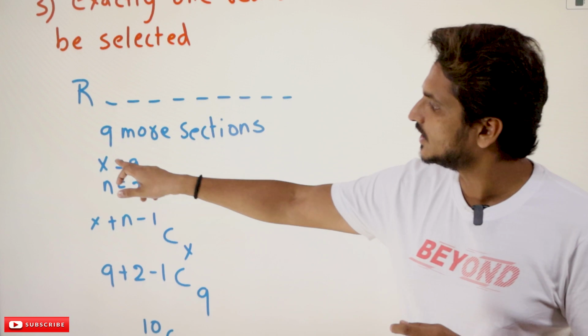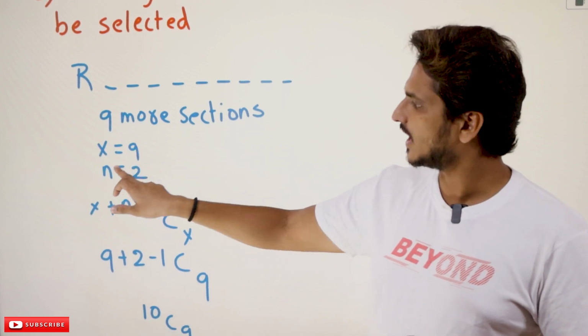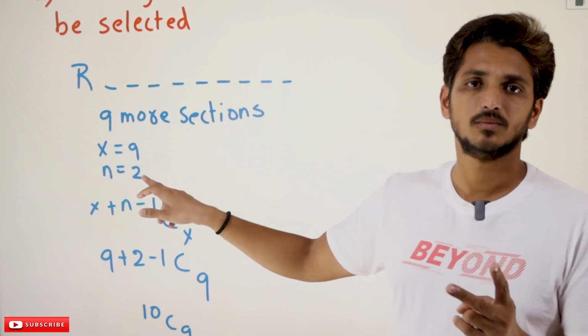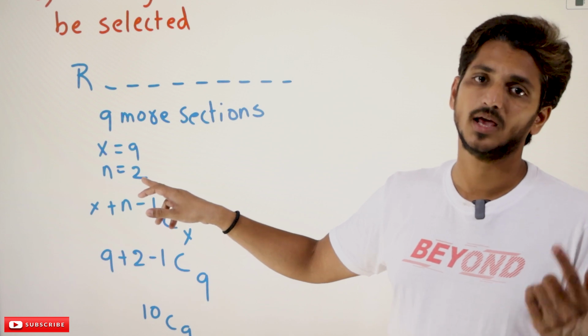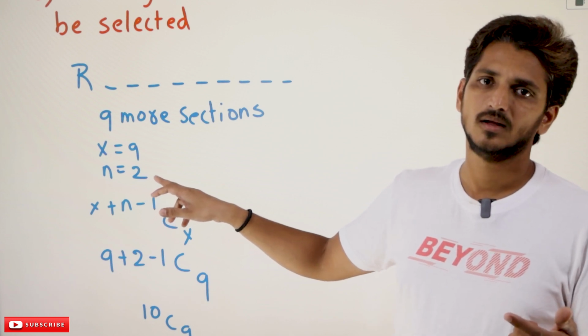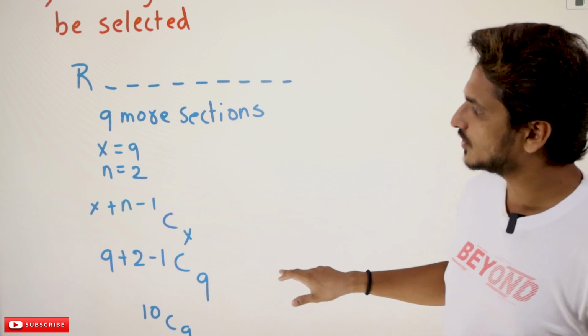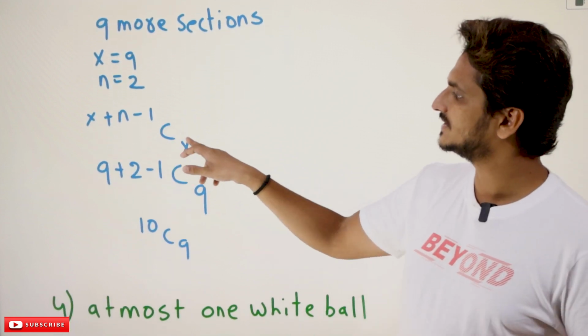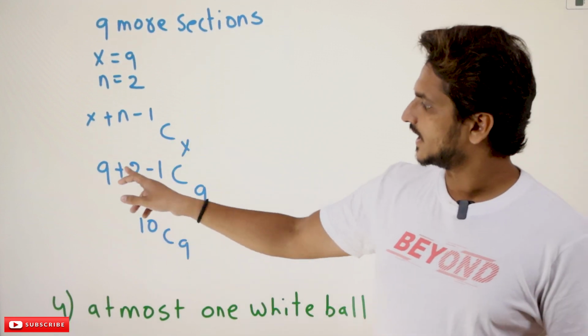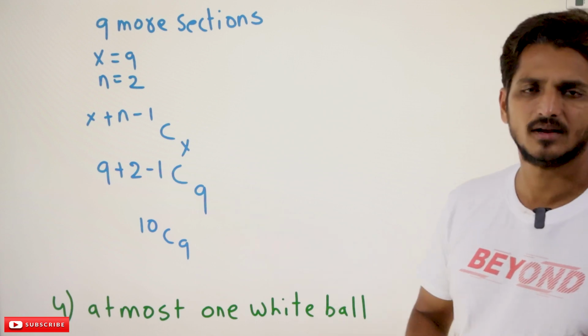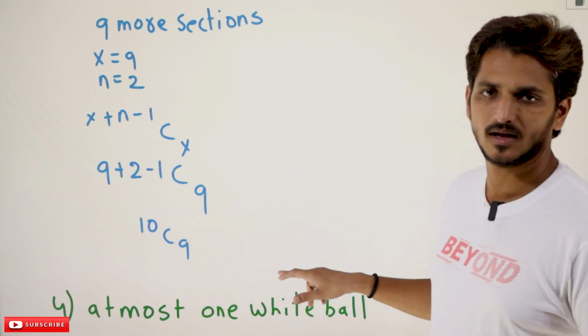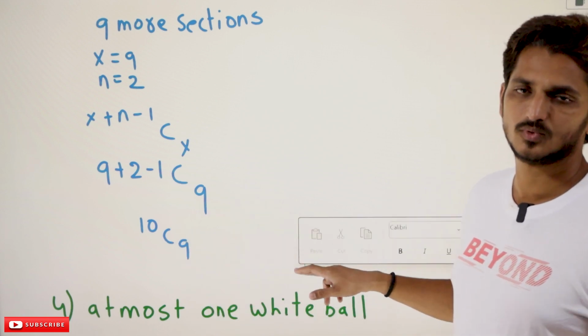So our x value, the number of selections, is 9, and n value is 2 because you are not going to use red ball again. So that's why n value is equal to 2. x plus n minus 1 c x is our formula. 9 plus 2 minus 1 c 9, which is 10c9. This is what the answer is.